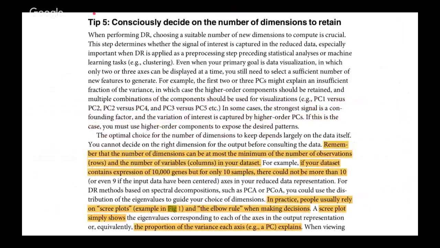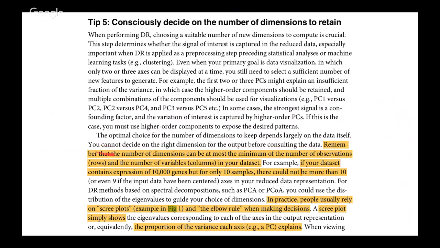Okay, let's go straight to tip number 5, consciously decide on the number of dimensions to retain. This is kind of a philosophical tip in my opinion, but in any case, it is important that you realize what you want this DR reduced data set for? What do you want to apply after you've DR'd the data?